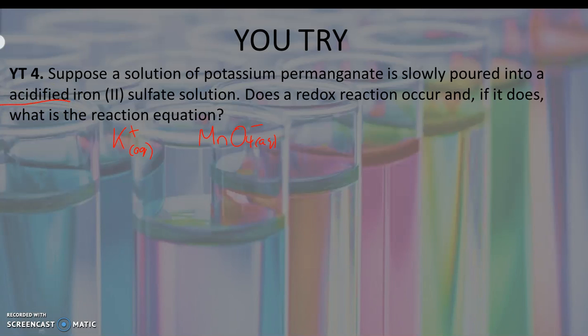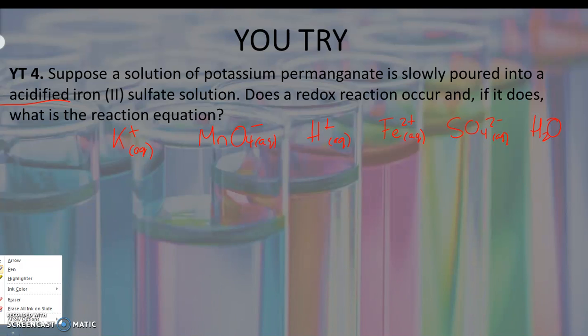As soon as I see the word acidified, I write down that I include hydrogen ions. Iron 2, so Fe2 plus aqueous ions, because this is ionic and it's a solution. And sulfate SO4 2 negative aqueous and water. And then I have to designate which one is an OA and which one is an RA, according to my half reaction tables.